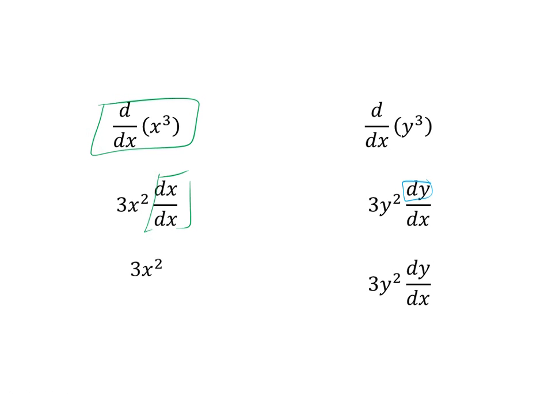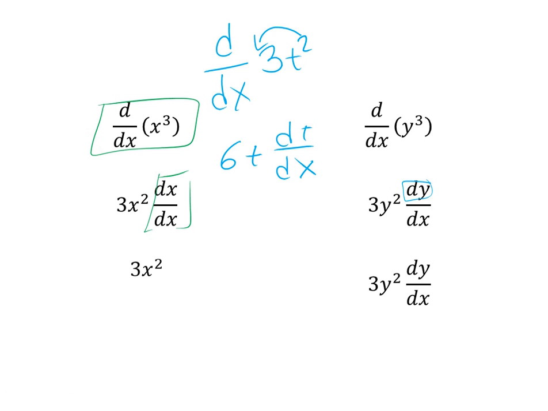So if you had, let's say, d over dx of 3t squared, what you'll do is drop the power, which will give you 6t, just a normal derivative, but then you have dt over dx. Whatever that variable is that you're using in your function, that goes on top, and the one that you're taking it in terms of, which is usually x, is going to be on the bottom.